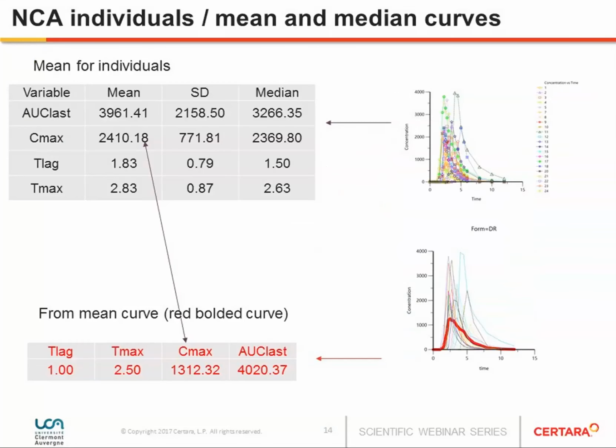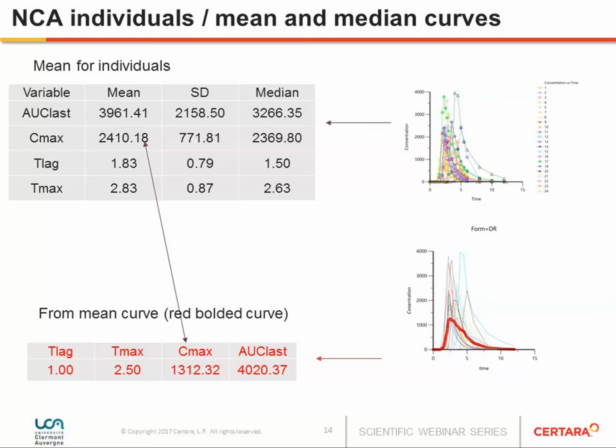If I calculate the non-compartmental parameters, you can see that I have an AUC which is close to 4,000, and the mean of all individual Cmaxes is close to 2,400. But now, if I make the mean curve, which in the bottom slide here is in bold red, you can see that the mean curve does not reflect all the peaks. The peaks are sharp for all the subjects, but in my mean curve I have something which is not at all the same. Of course, the AUC under the mean curve is very close to the mean of all the subjects, 4,000. But you can see that in this case, the Cmax of the mean curve is 1,300, very far from the mean of all individual Cmaxes, which is 2,400.